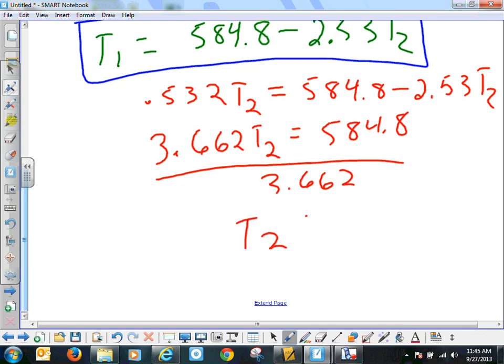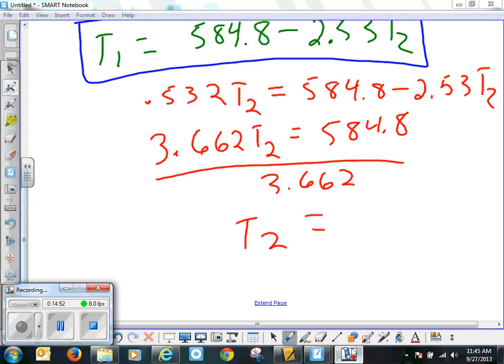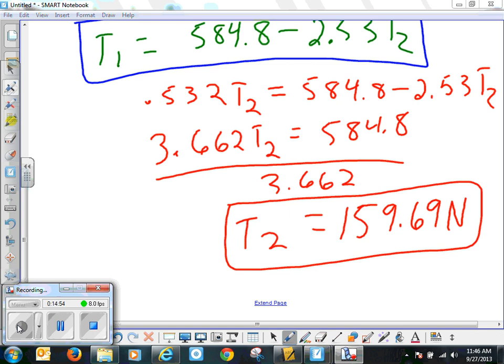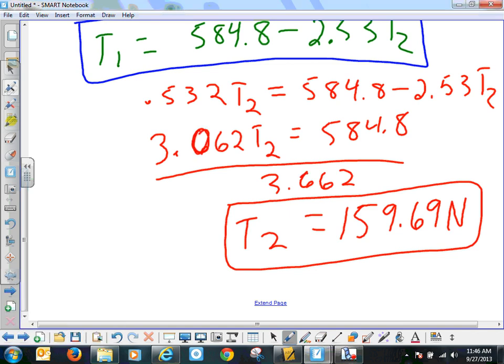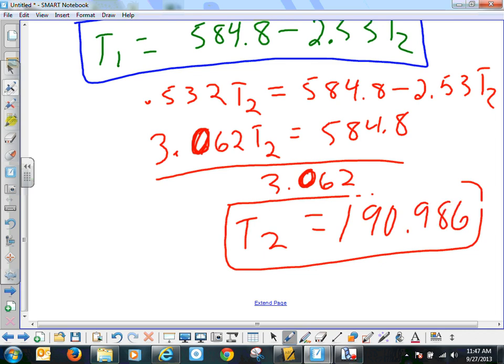T2 then equals, okay, we had a little problem here with adding, which doesn't surprise me. So our final answer for T2, because the actual answer should be 3.062 T2, so we divide by 3.062. Our T2 then is 190.986 newtons. Do we agree with that?